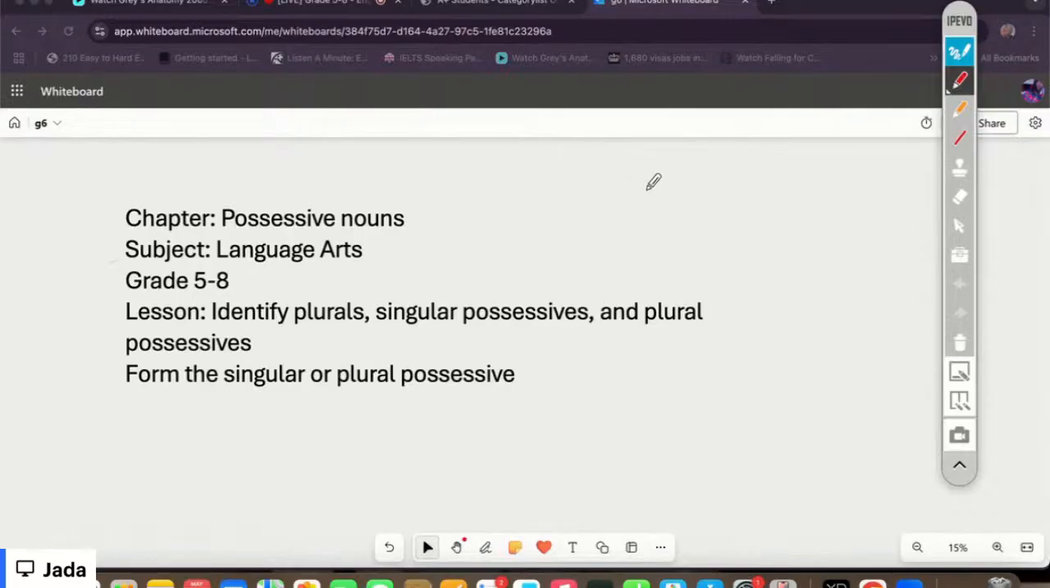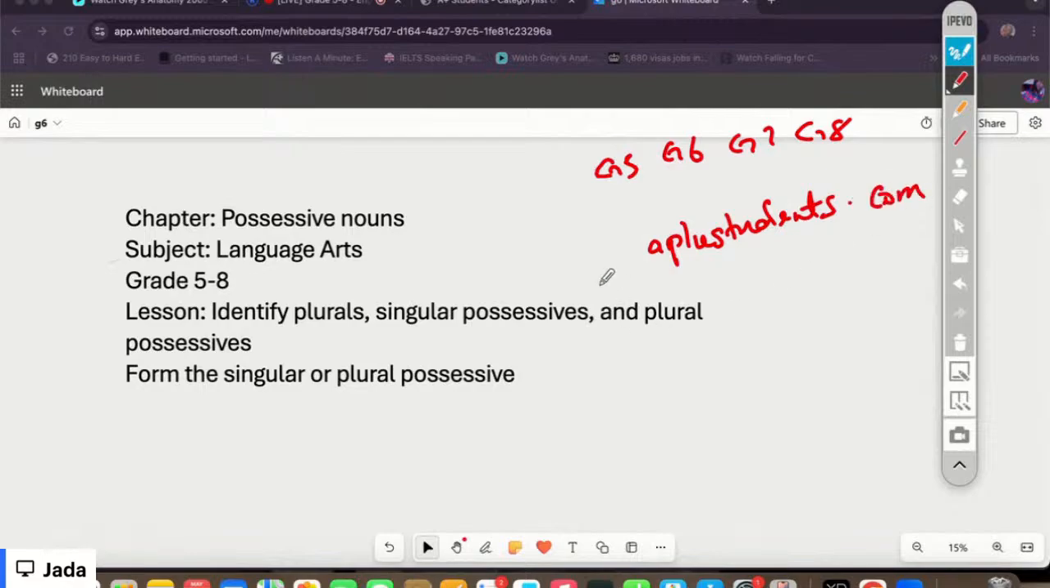So today we will have possessive nouns. This class is for G5, 6, 7, and 8. So first you log in using aplusstudent.com. Click on your name, move on to language arts. We will get this lesson under the grade 6, okay? So possessive nouns. And the lesson will be identify plural, singular possessive, and plural possessive. Form the singular or plural possessive.